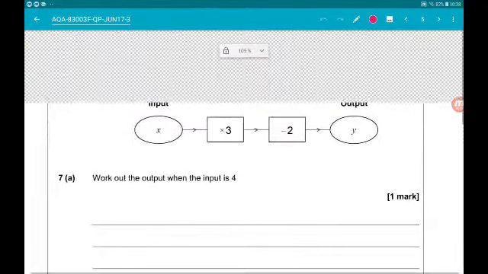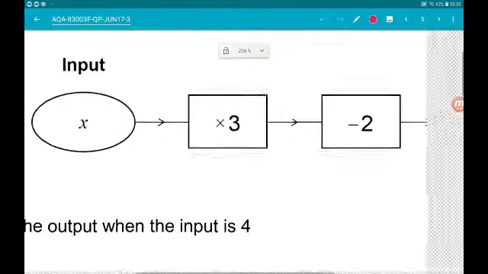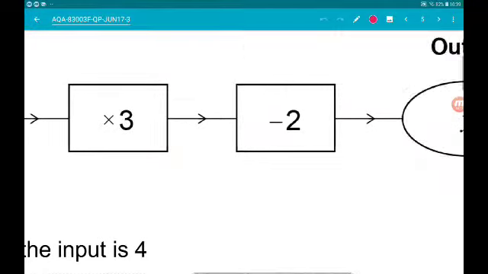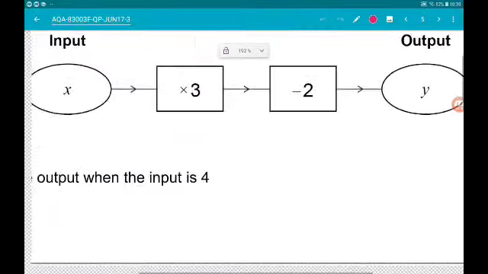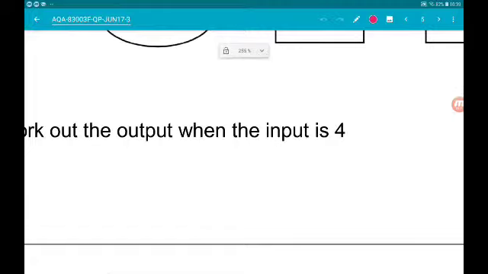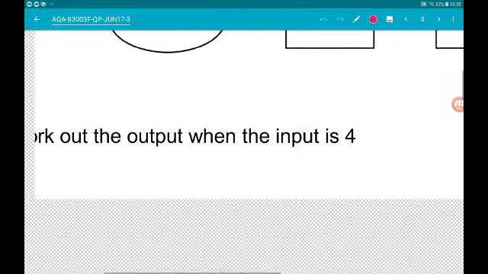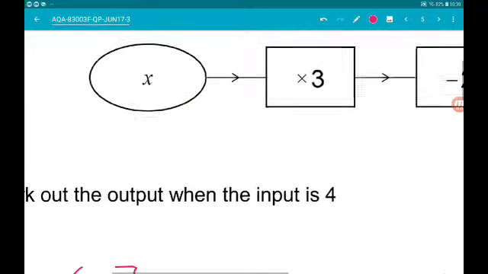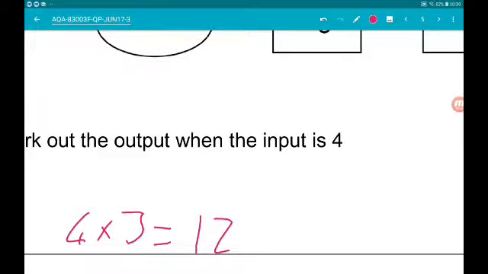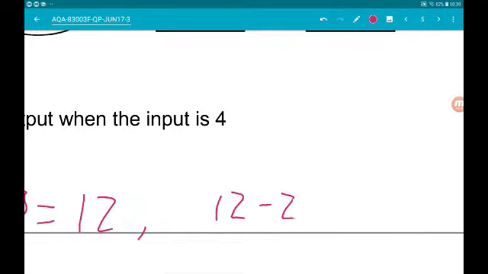Okay, question 7. We've got a number machine, so we're putting in a number, timesing it by 3, subtracting 2, and that gets us our output. So we want to work out the output when the input is 4. So 4 times 3 is 12, and then we're doing 12 minus 2, and that gives us 10. Cool.